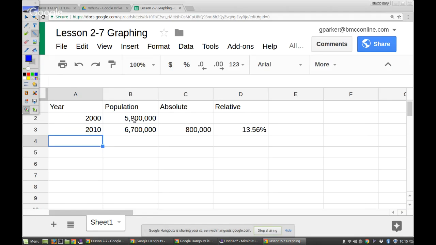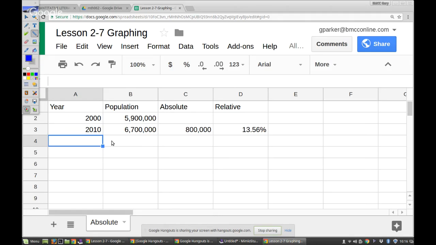So first, at the bottom of all your sheets, it should say sheet 1 on a little tab down there. We're going to change sheet 1 to absolute. You just double click on it and give it a new name. So instead of sheet 1, it's going to be called absolute. In a minute, we'll make a copy of this sheet, and we'll do percent change on that.